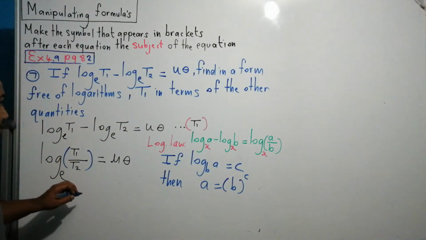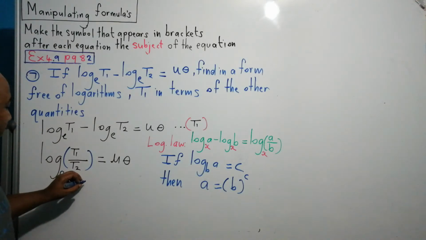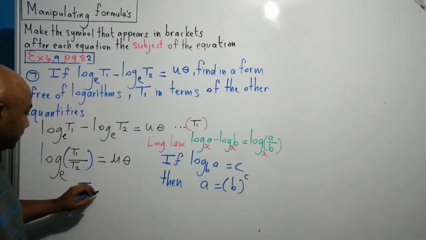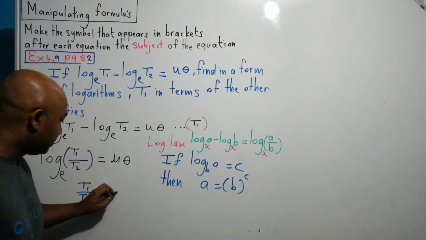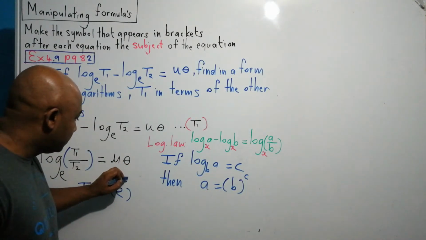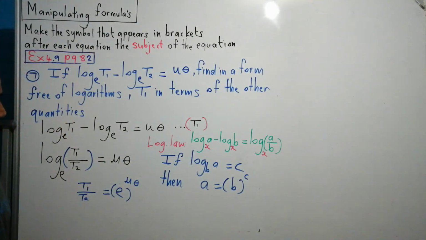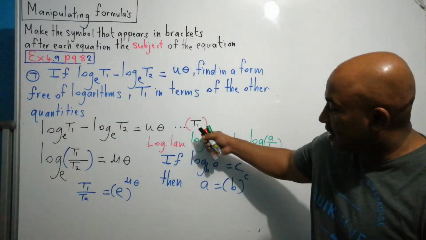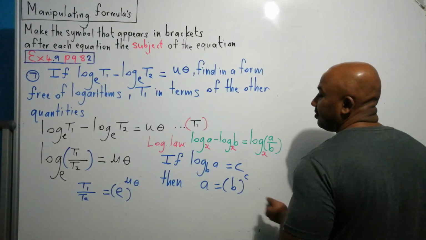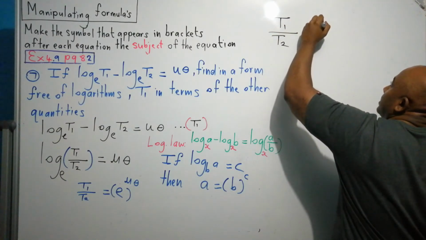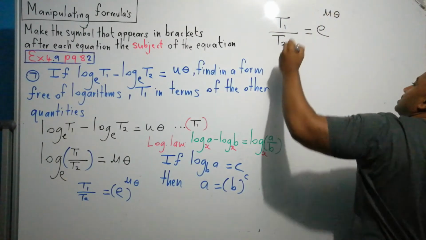So I can convert from logs to exponents. I can write this as t1 over t2, which is a, is equal to b, which is e, to the power c, to the power mu times theta. Now I have converted from log form to exponential form. All I want to do is work out t1. So what do I have there? I have t1 divided by t2 is equal to e to the power mu times theta.